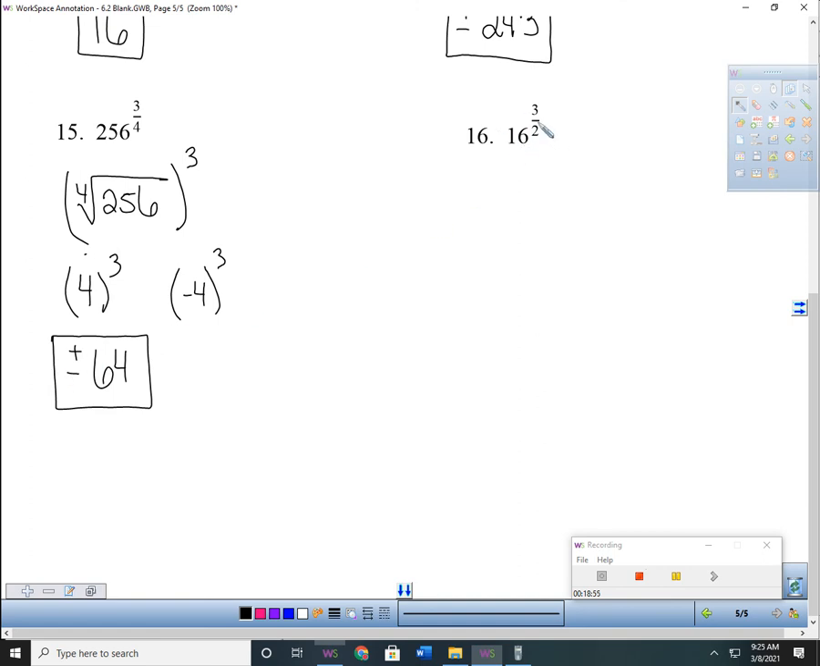All right, and then on number 16, you have a square root of 16 to the 3rd power. Now, we already know that 16 is a perfect square, right? So I want to do that part first and then raise it to the 3rd power. So what number times itself gives you 16? 4, a positive 4, and also a negative 4. So I need to raise both of those to the 3rd power. 4 to the 3rd power gives me 64. And negative 4 to the 3rd power gives me negative 64. So I get both of those.